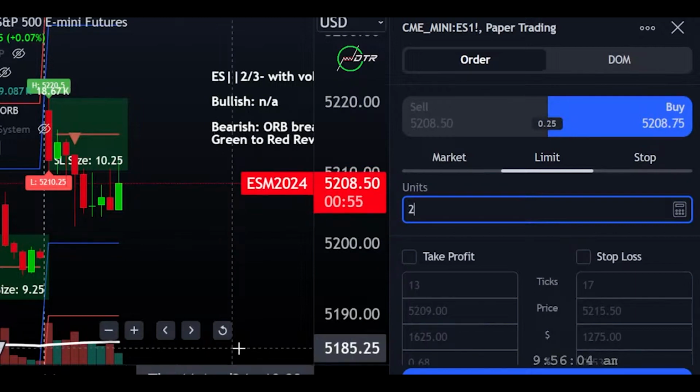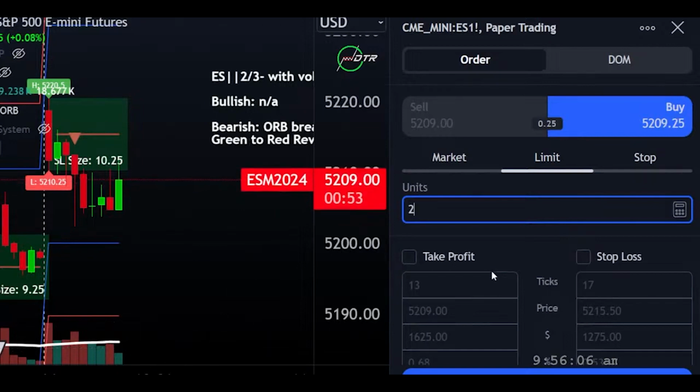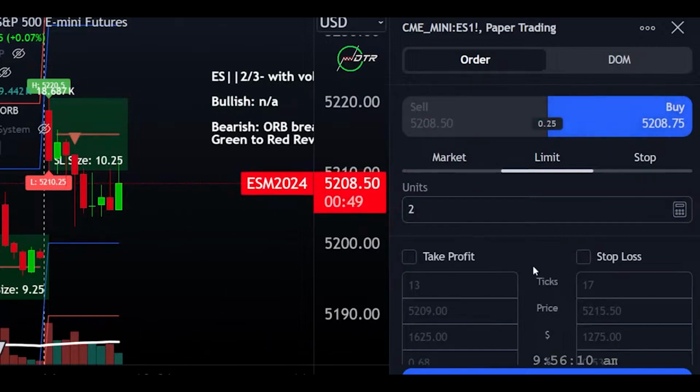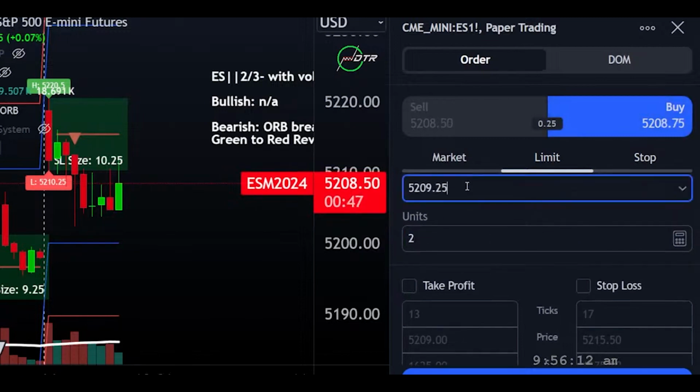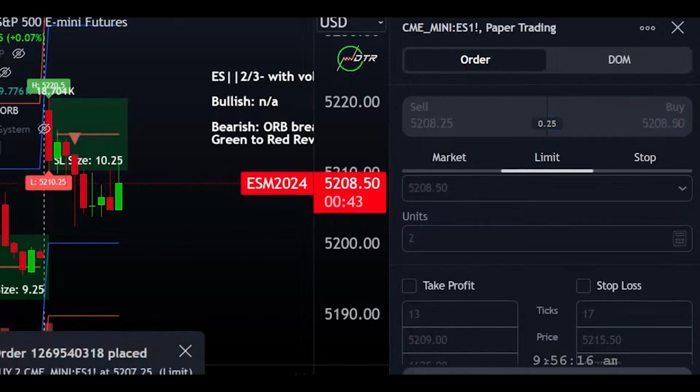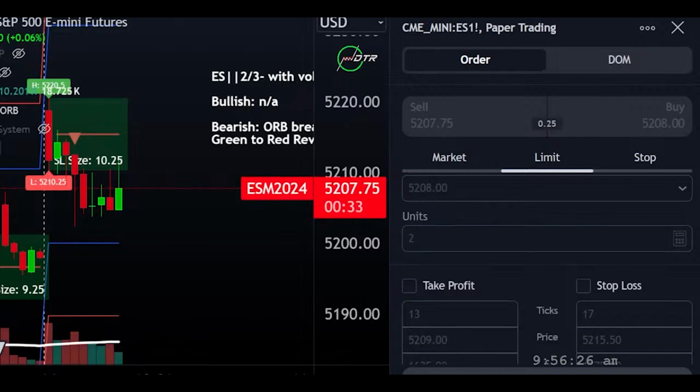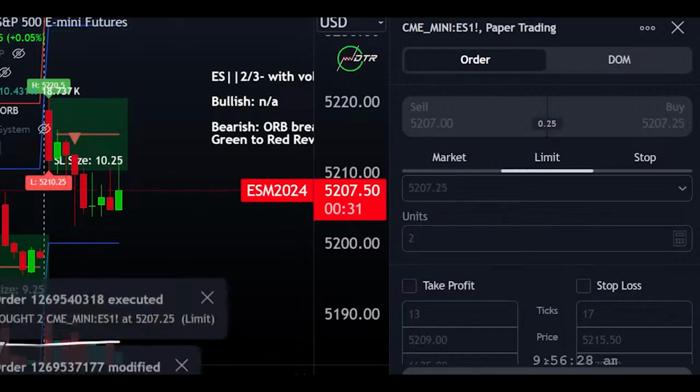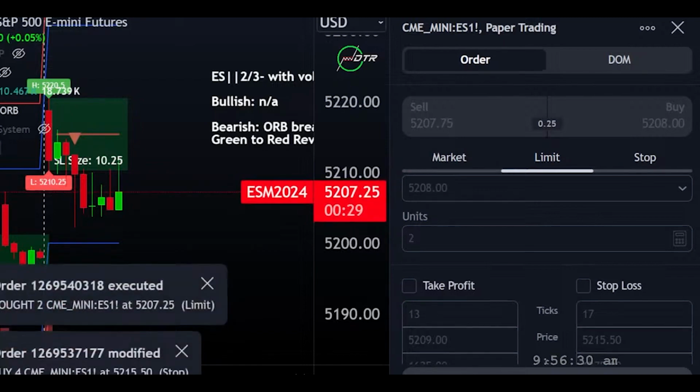Be 52.07.25, right? So I want to buy a limit order at 52.07.25, and that would be my 1R move. So letting that order hang, you guys saw the execution, right? There we go, got the fill. Now, what's the next target?